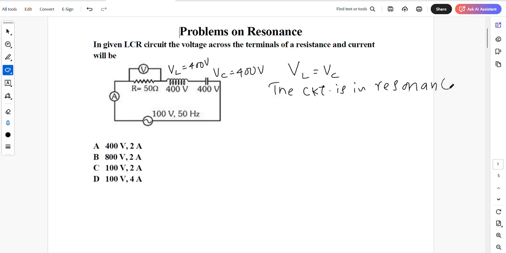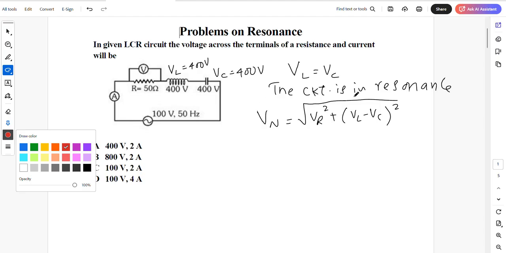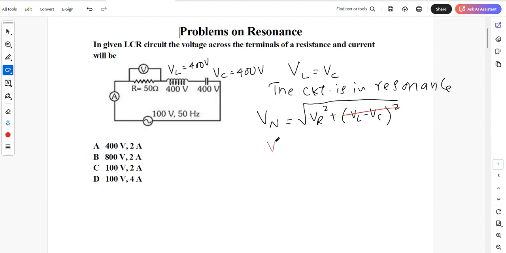Therefore, what happens when the circuit is in resonance? What is the formula for V net? We have seen in the previous classes: square root of VR square plus VL minus VC, in general if VL is greater than VC. Both are equal here, therefore this gets cancelled. V net is equal to square root of VR square, the root and square get cancelled. V net is equal to VR.